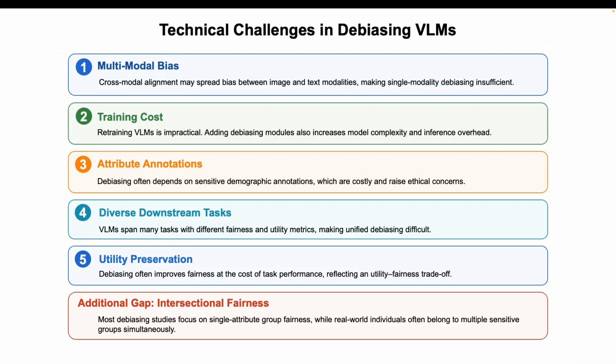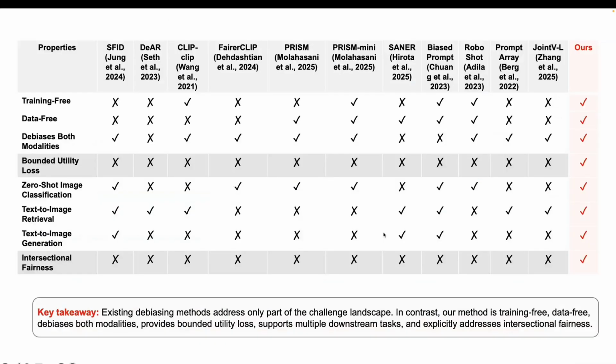Additionally, we observe that most debiasing studies focus on single attribute group fairness, while real-world individuals often belong to multiple sensitive groups simultaneously. Here is a table comparing our method to the previous debiasing methods in VLMs. The key takeaway here is that existing debiasing methods address only parts of the challenge landscape that we mentioned before. In contrast, our method is training-free, data-free, and it can debias both modalities and provides bounded utility loss. Additionally, it supports multiple downstream tasks and explicitly addresses the notion of intersectional fairness.